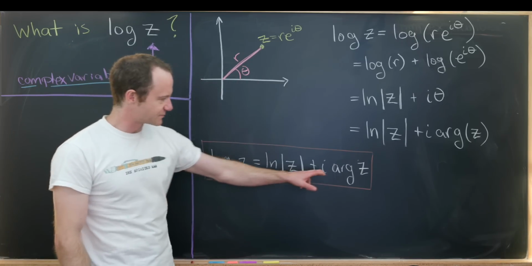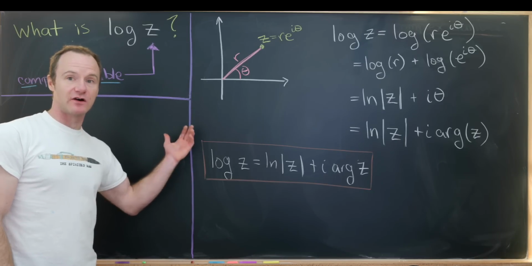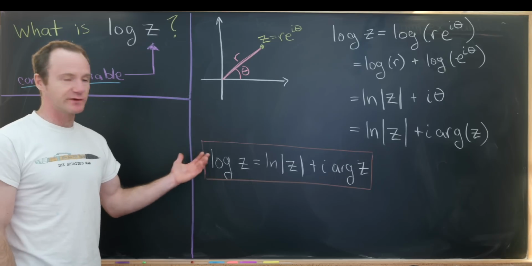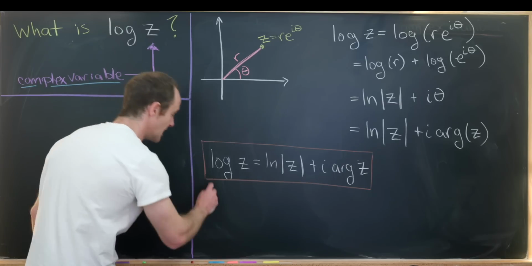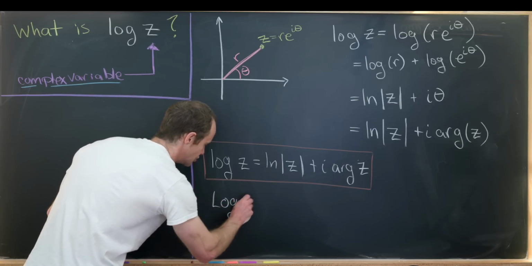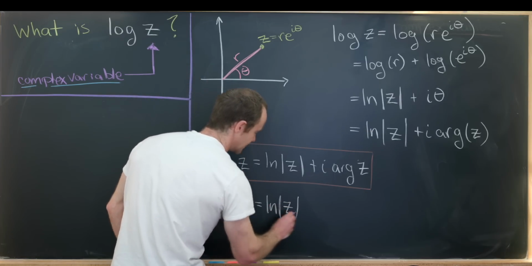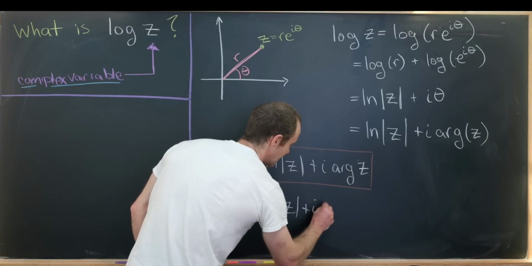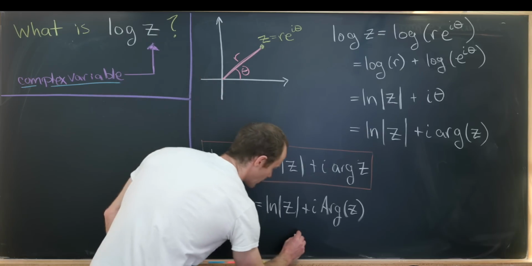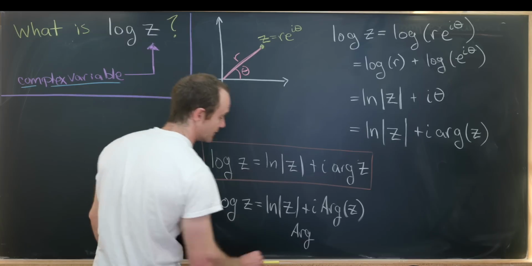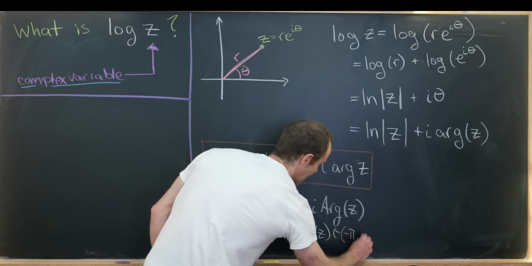So now let's recall in the last board that we had a capital Arg of z, which gave us values between negative pi and pi. So we'd like to use that here, and that will create something called the principal branch of the logarithm, and we'll call that capital Log of z. So that's going to be the natural log of the absolute value of z, and then plus i times this principal value of the argument of z. And the important thing here is this principal value of the argument of z is always between negative pi and pi.